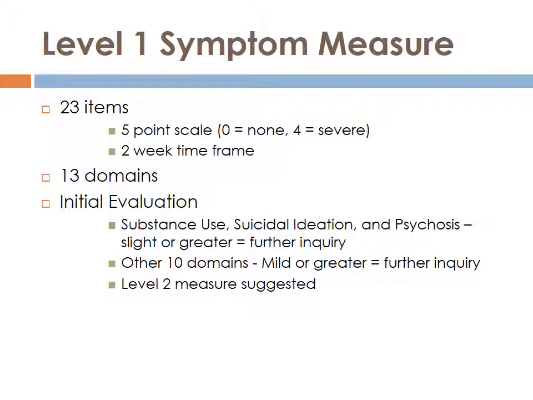Each item is rated on a 5-point scale with scores ranging from 0 to 4. The instructions specify a time period of the 2 prior weeks. For the substance use, suicidal ideation, and psychosis domains, the guideline is to conduct further inquiry for any item that is rated 1 or greater. For the other 10 domains, the guideline is further inquiry for each item that is rated 2 or greater.